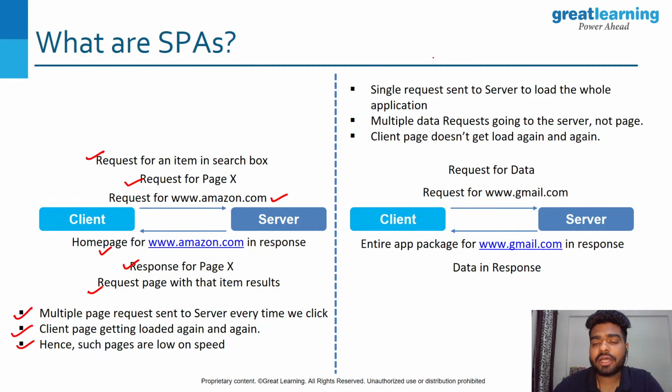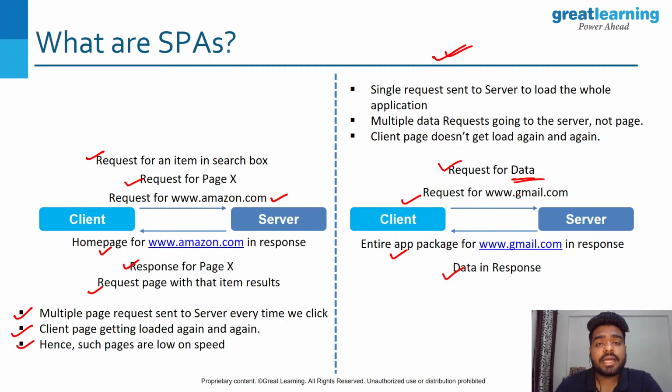Now, let's talk about what a single page application is. When you're requesting www.gmail.com or www.youtube.com, what happens? Basically, the entire application package goes to the server and the response comes back. So the whole page doesn't have to go to the server and come back. When you're requesting anything like trending or subscriptions in YouTube or Gmail, only the request for data goes to the server and comes back as a response, right? So the whole web page request is not going, only the data request is going.